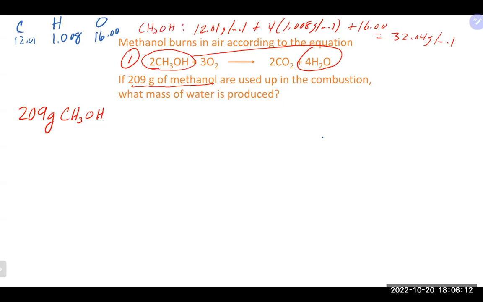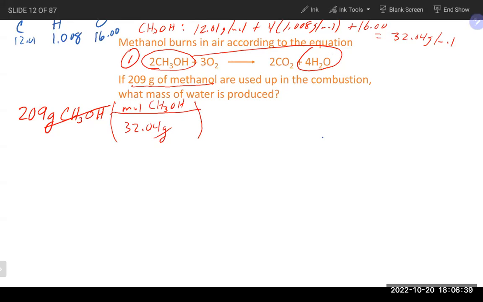So using that as our conversion factor here, we want to get rid of grams. So we're going to put the grams on the bottom, which will be 32.04 grams per mole of CH3OH. At this point, the grams of CH3OH cancel. We again want to go from the methanol in this case to the water. So the next step would be the mole to mole relationship.